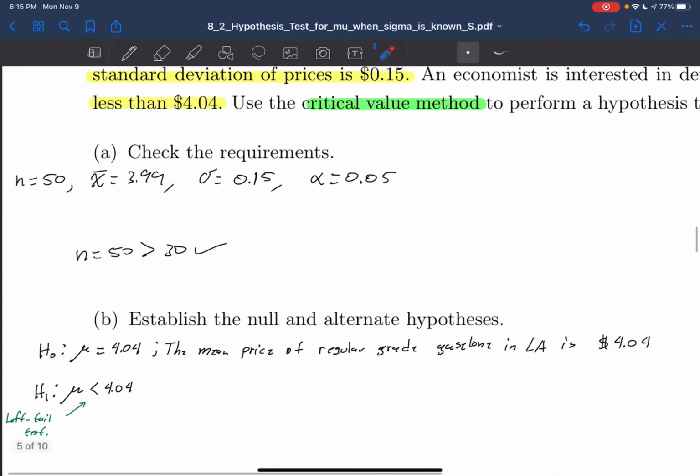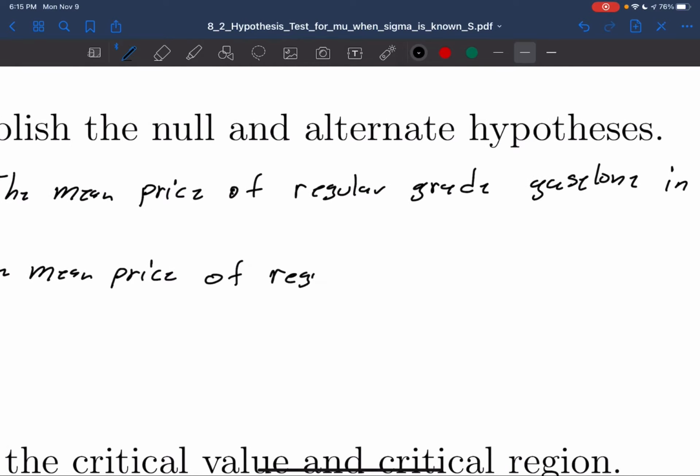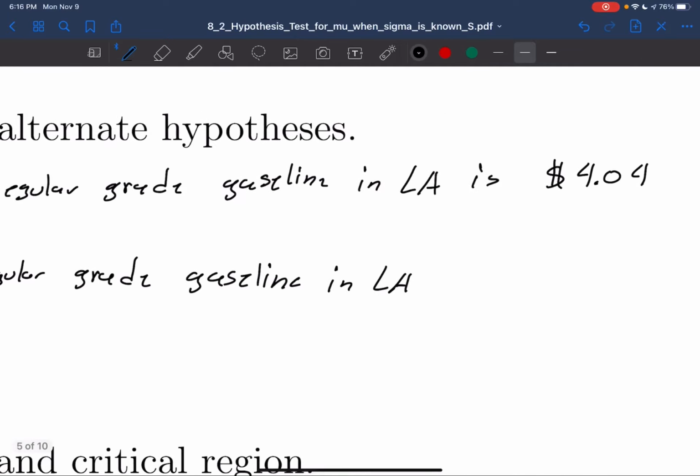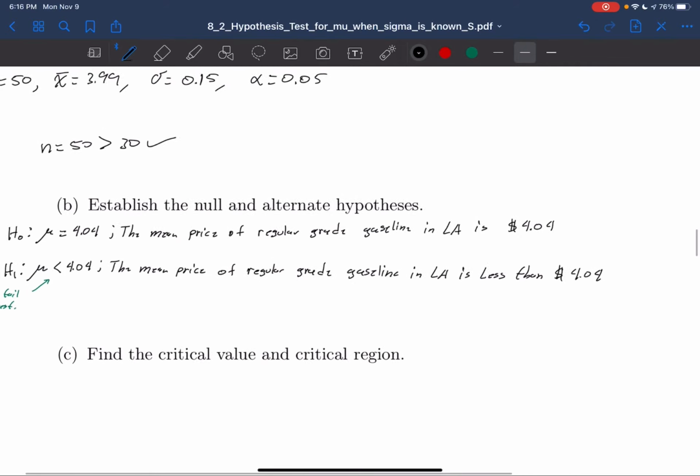But the alternative hypothesis, this economist, this person is saying that no, the mean price of regular grade gasoline. I misspelled gasoline, huh? In LA is less than $4.04. So that's kind of the argument here.